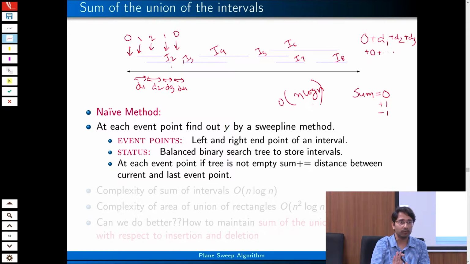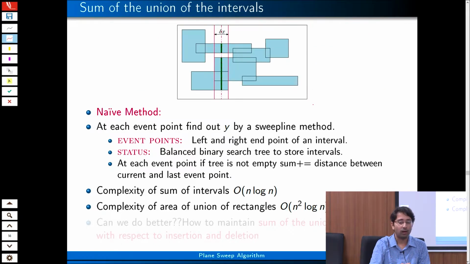How am I solving this problem in n log n time? Is it clear? How much time will it take to solve this problem then? Between two event points I am spending n log n time. How many event points are there? 2n. So n square log n time I have to spend. Clear? Very basic application of the plane sweep algorithm.